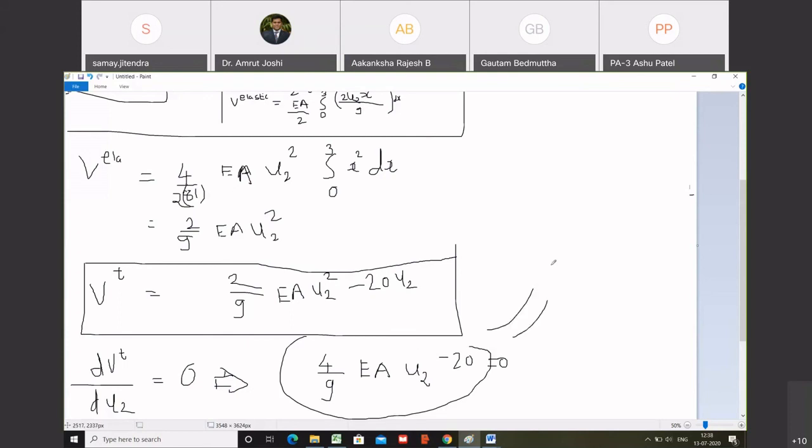This leads to what value of u2? u2 will be equal to 9 by 4 into 20, that is 180 by 4 EA. Yes, 180 by 4 EA. Are you with me?